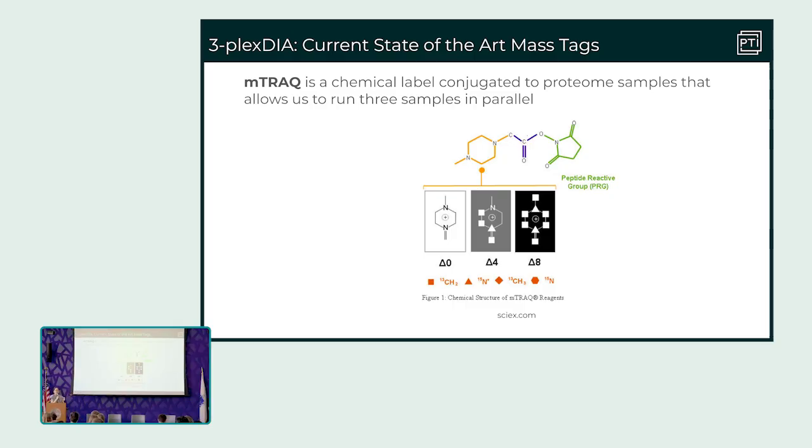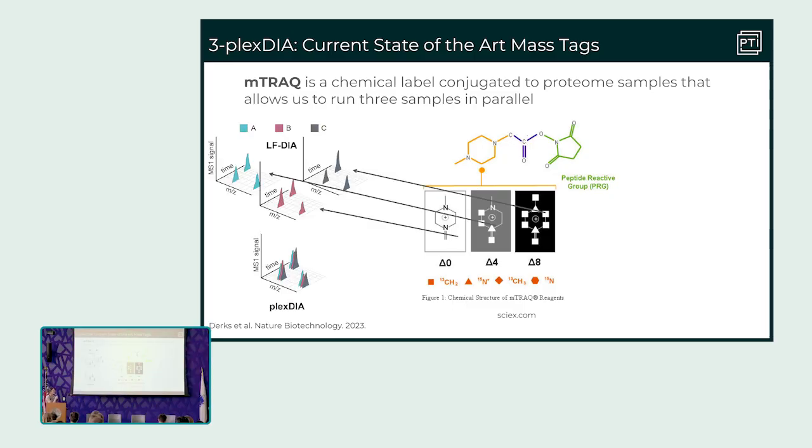MTRAC comes in a set of 3, so you can see it comes as delta 0, delta 4, and delta 8. And these delta numbers refer to how many heavy atoms are contained in each version of MTRAC. Now, in a practical application, each of these versions of MTRAC is labeled to different proteome samples, and then those samples are combined and run all at the same time in the mass spec. And we can tell which peptide belongs to which sample based on its position in M over Z space.